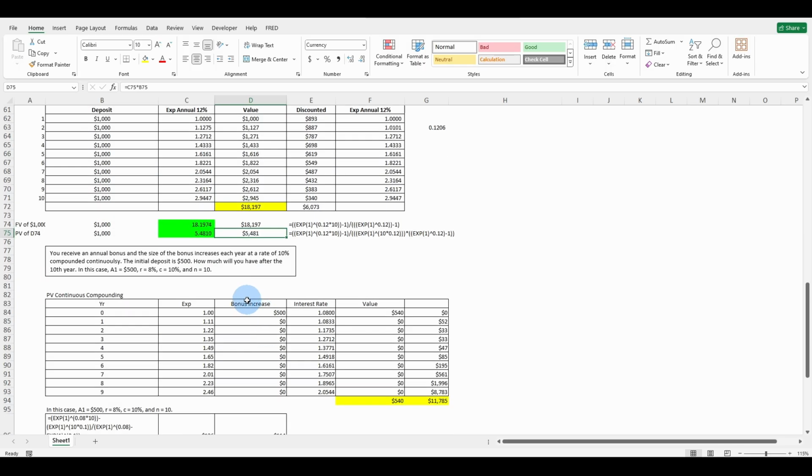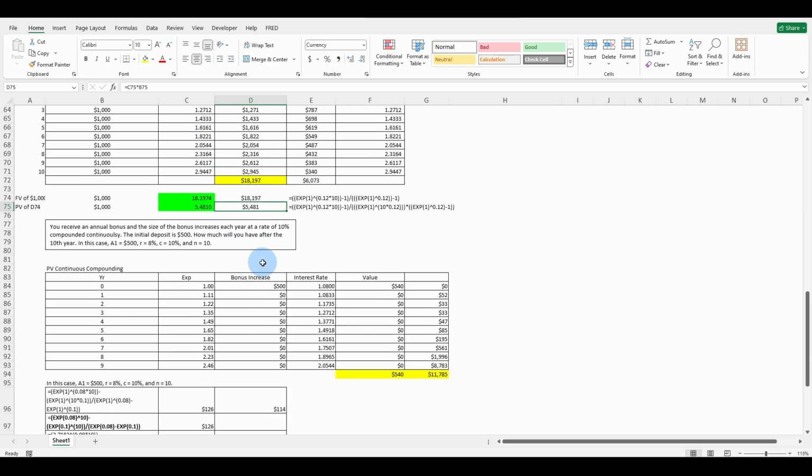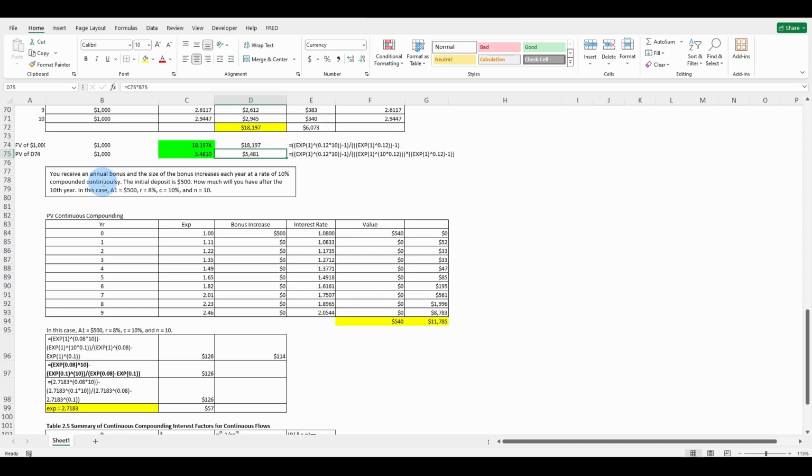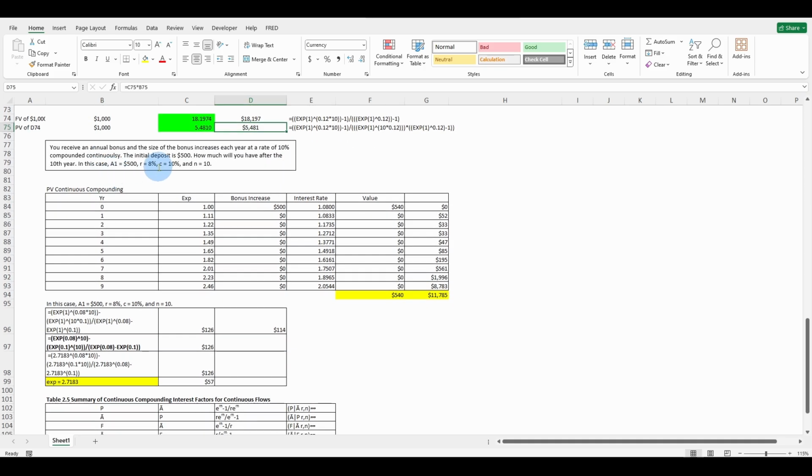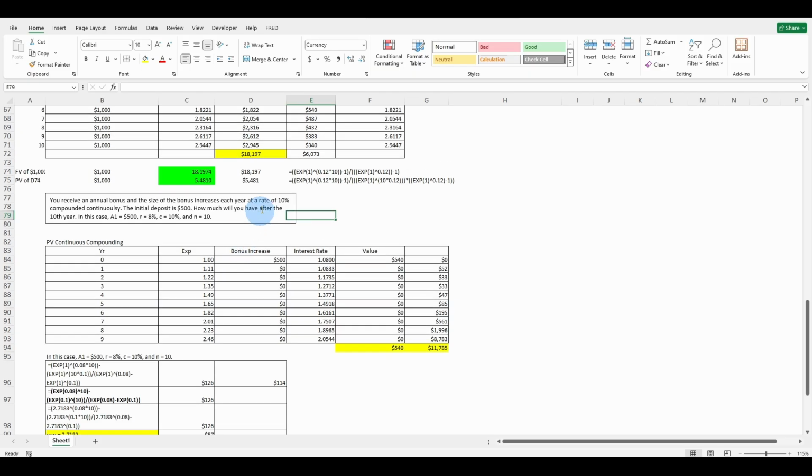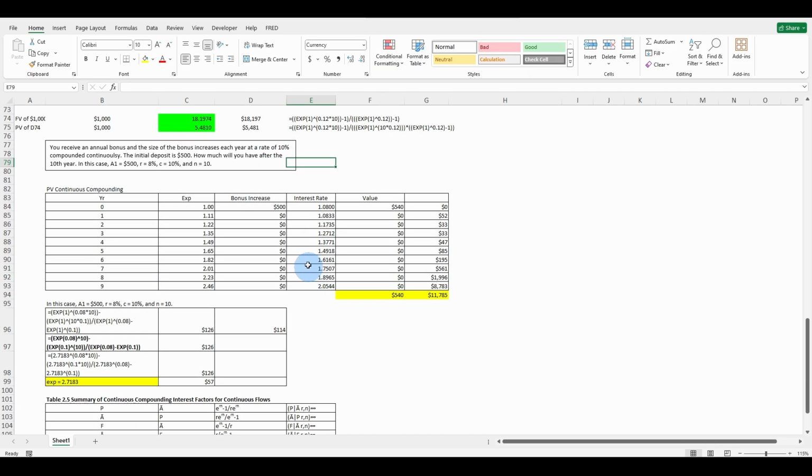You receive an annual bonus, and the size of the bonus increases each year at a rate of 10% compounded continuously. The initial deposit is $500. Initial deposit right here. How much will you have after the 10th year? In this case, A1 equals 500, R is 8%, C equals 10, and N equals 10. Similar to what we've been doing before. So here's our factor, and I mapped this out so you can visualize it. Here's the compounding, here's the interest rate, here's our value, and this is how it grows. You're going to have 540, and it's going to grow $52, $33, $33.47.